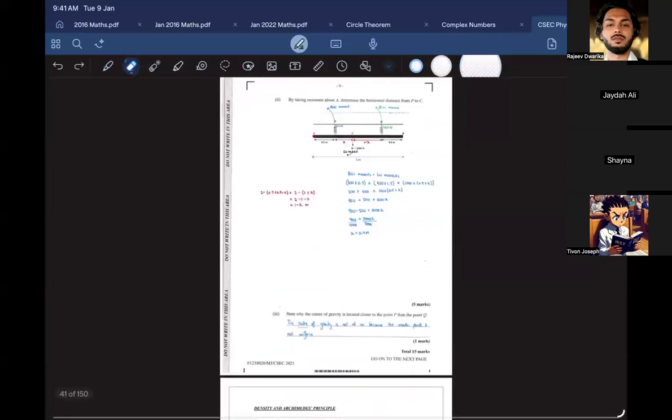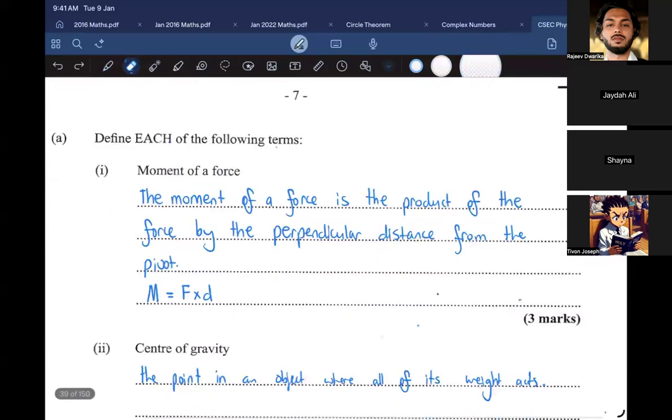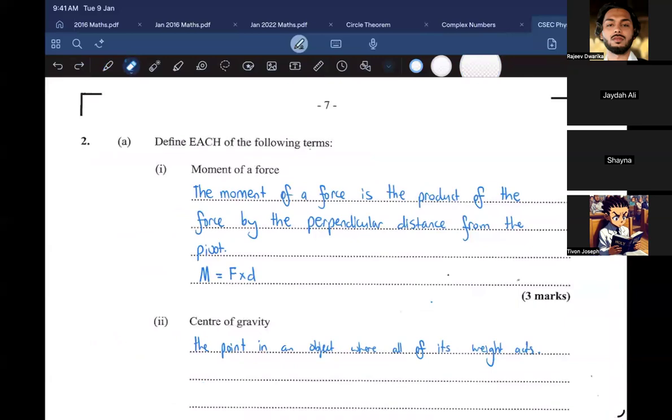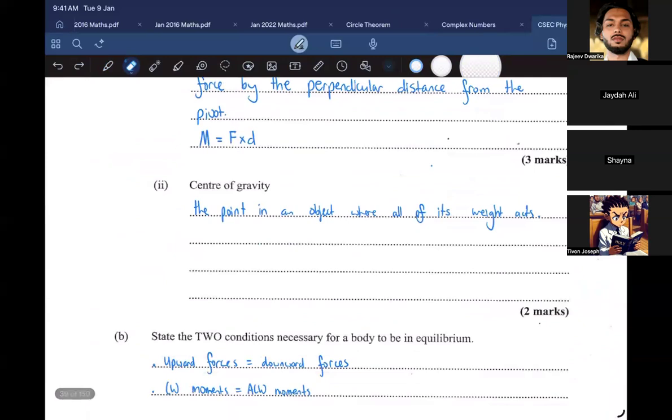And Jada, just to give you a recap on moments, you need to remember moment, capital M, is equal to F by D, right? A moment is the product of a force by the perpendicular distance from the pivot. That's what moment is. Moment is F by D, and D is the perpendicular distance from the pivot. Center of gravity is the point in an object where all of its weight acts. If an object is uniform, all the weight would act in the center. You understand? So, if the density throughout the material is the same at every point, then you could hold it at the center and it would balance the object, like a pencil. Understand?